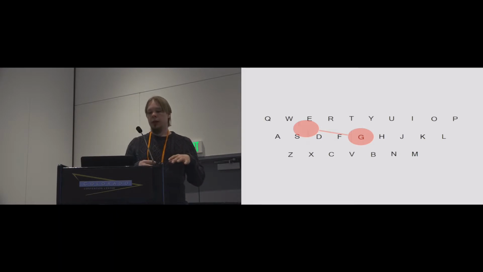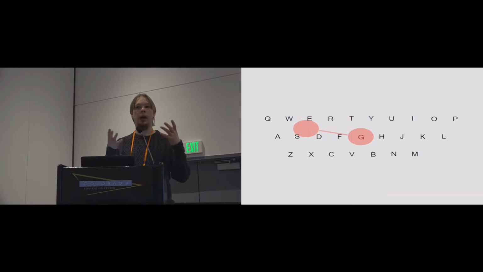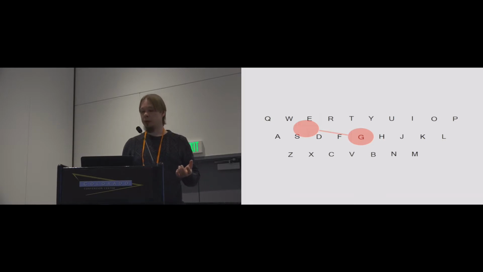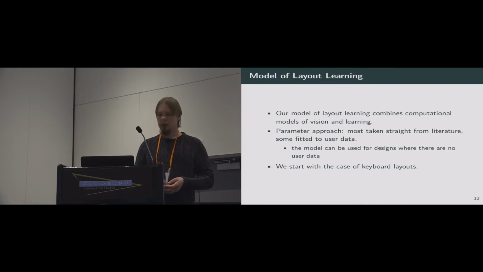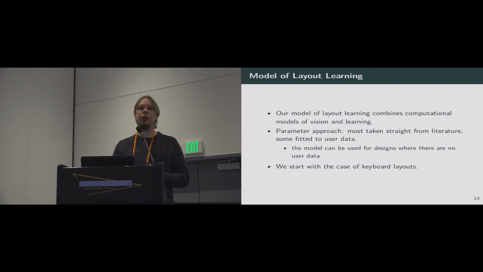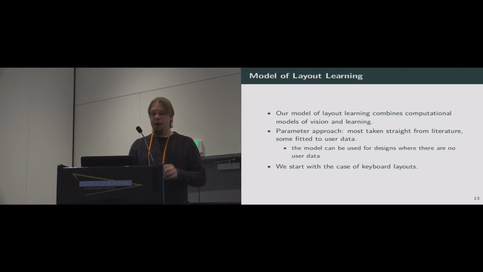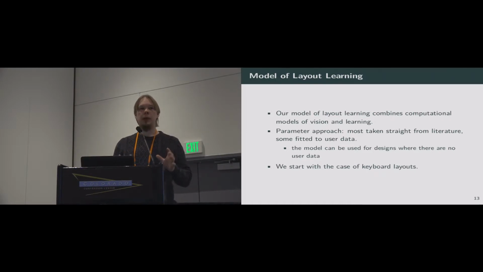Now we want a model that is able to do the novice behavior, and it's able to do the expert behavior that we just saw here, and of course everything in between those two poles. The model we created is a computational simulation model. It's similar to ACT-R and EPIC models, but it's streamlined towards being used in just layout learning.